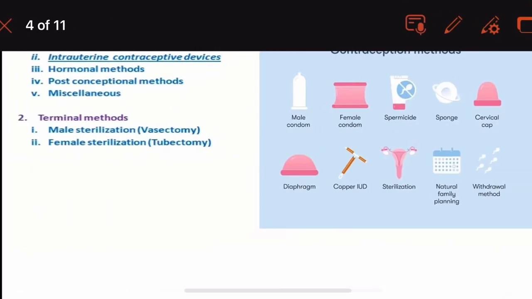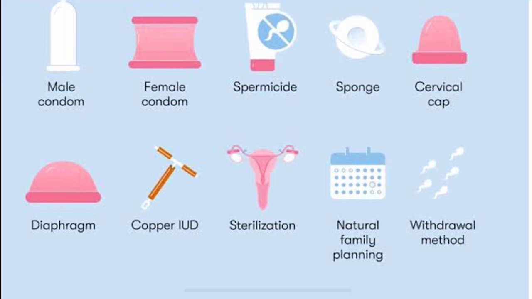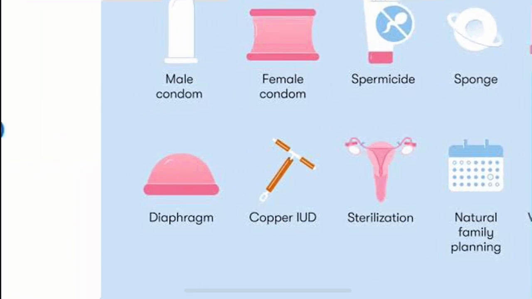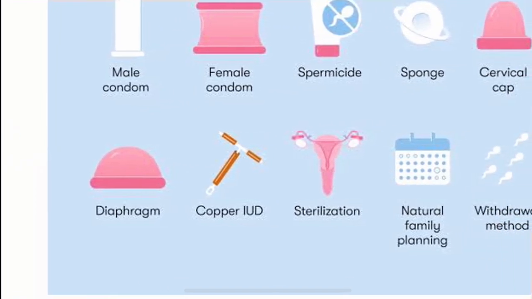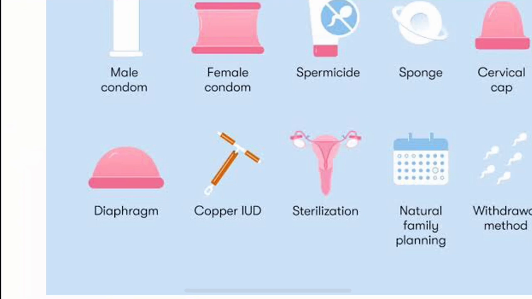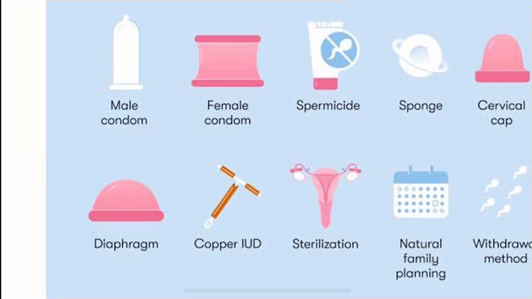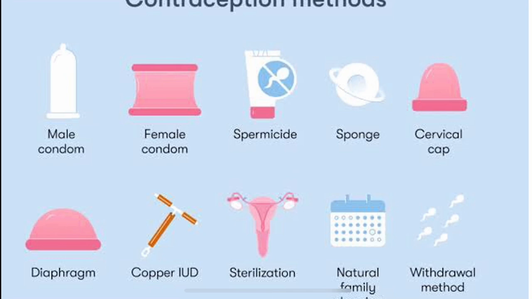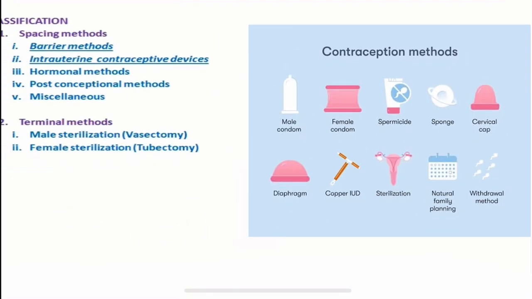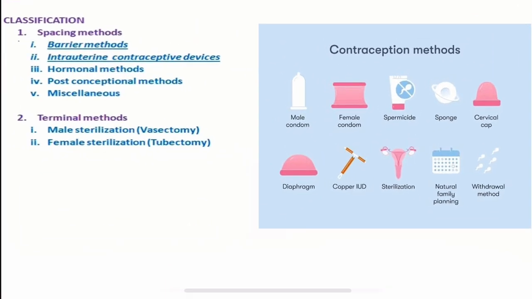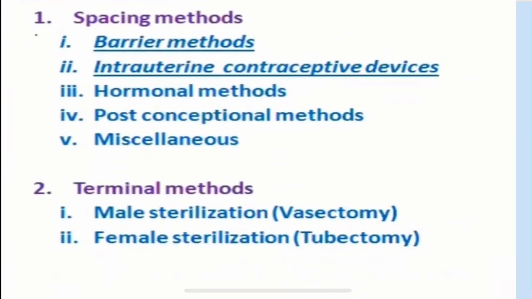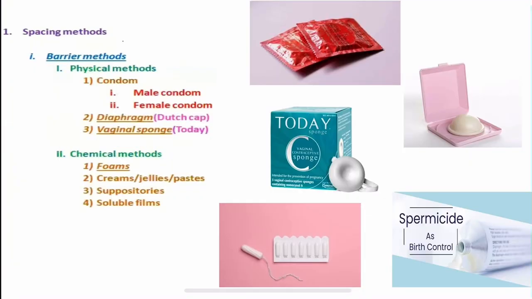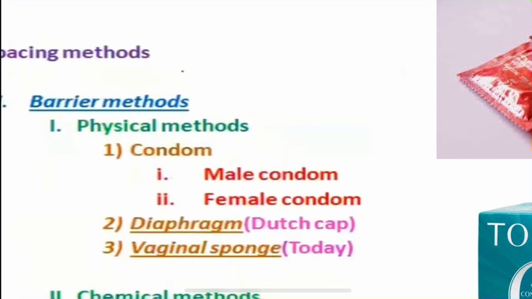I hope the classification is clear. You can have a look at the pictures here. Under miscellaneous we have the withdrawal method and calendar method. Under the terminal methods there is sterilization, tubectomy; then copper T, that is IUDs, and then we have diaphragm, condoms, spermicides, the sponge and cervical caps. We'll deal with each of them. For now, I'm just showing this picture to give you an idea about the spacing and terminal methods.